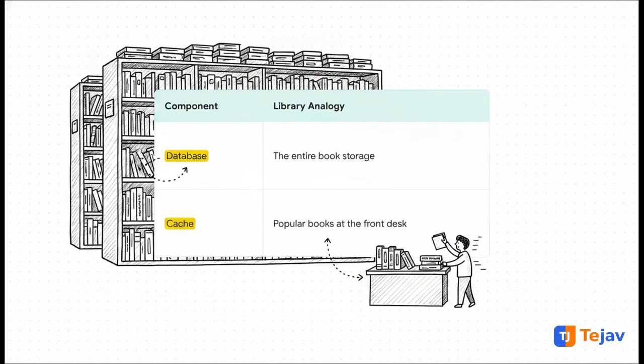And this library analogy is just perfect. Think of your database like the entire vast collection of books in a huge library, way back in the stacks. Finding a specific one can take a little while. The cache, though, that's the small shelf right by the front desk with all the bestsellers and most popular reads. Grabbing a book from there is practically instant.